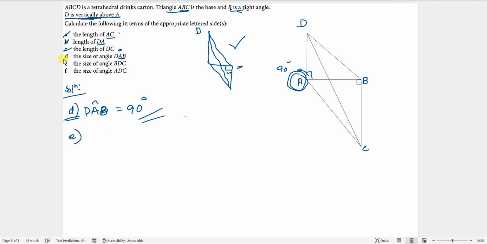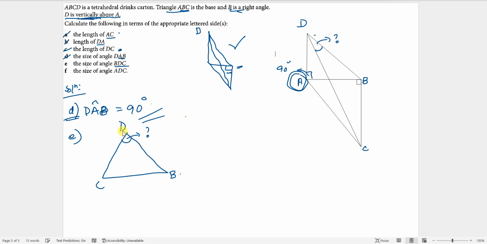Okay, E. The size of angle BDC. The size of angle B, D, and C. That means they are asking us to find this particular angle. For part E, for those of you who do not know how to find the angle of a triangle using the triangle formula, now I will show you. So you just have to draw the triangle first. You see, this is not a right angle. So this is angle D, which you have to find. And we have C here and B here.